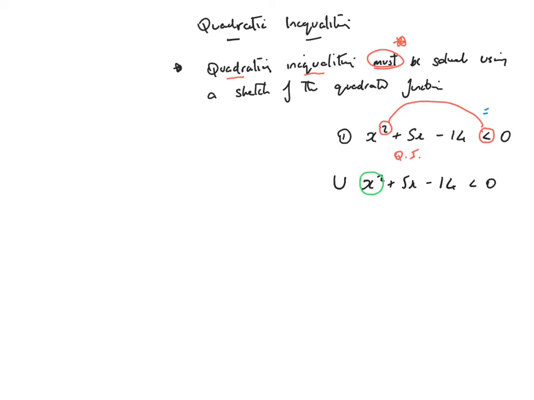My next thing is to look at the roots. To look at the roots, I'm going to make the thing equal to 0. Eventually I'm interested in when this quadratic inequality is less than 0, but let's first explore what is equal to 0. That means I find the roots. Two numbers I multiply give minus 14, and together give 5. That's going to be 7 and minus 2.